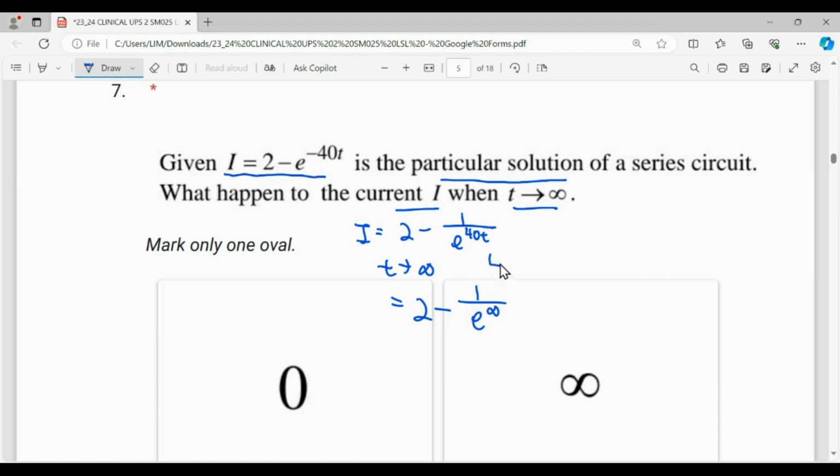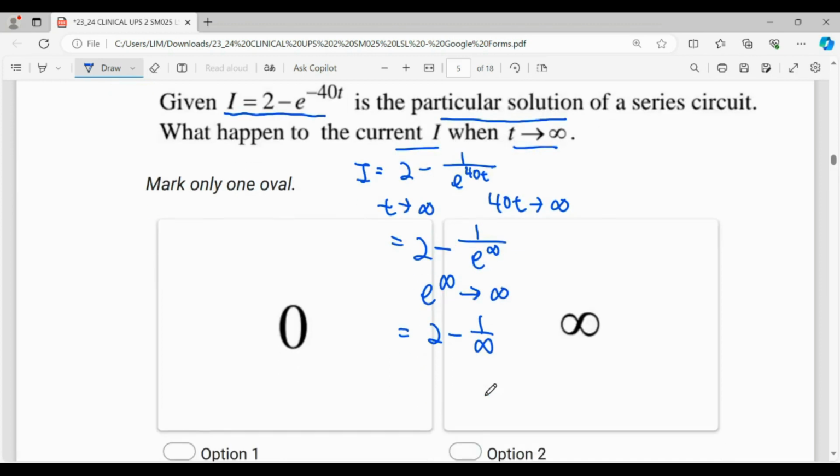So 4t is also getting to infinity. So continue. So e to the power of infinity will be getting to infinity. 2 minus 1 over infinity. When 1 over infinity, it will approach 0. So therefore, it will be remaining 2.